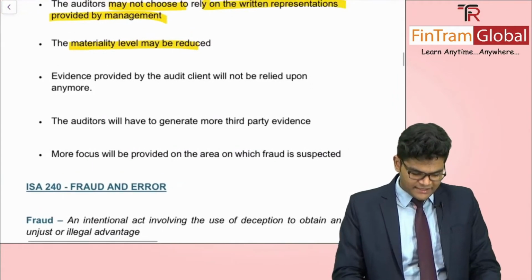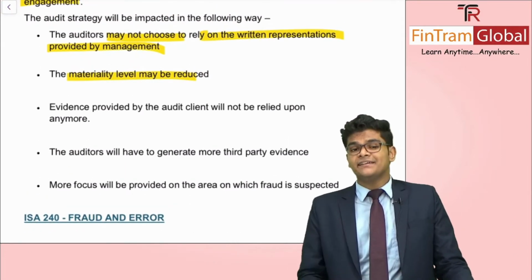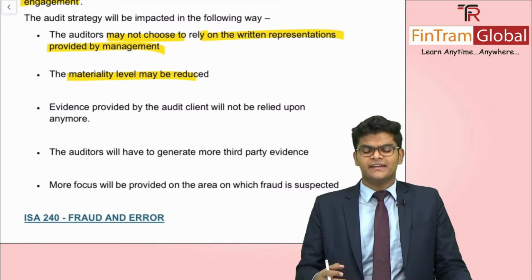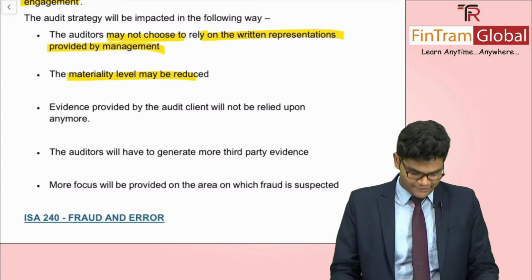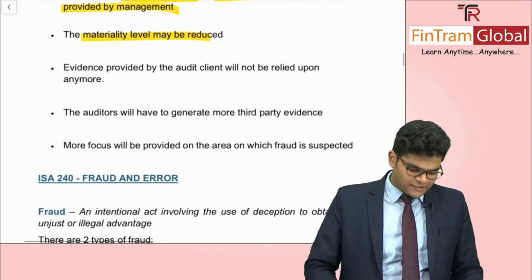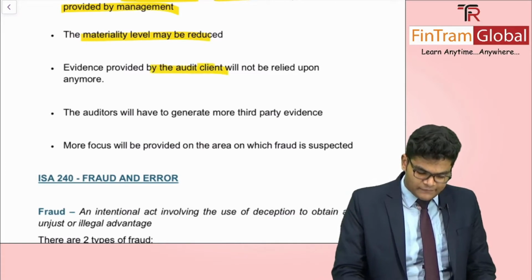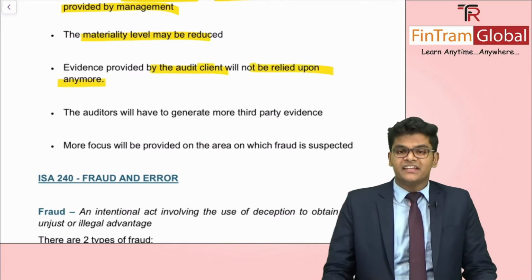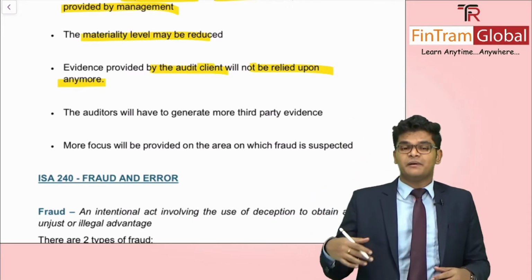Okay, folks. So this is exactly why the materiality will be reduced as a result of maintaining professional skepticism throughout the audit, and the impact that professional skepticism has on the audit strategy. And another aspect to it is basically this. Evidence provided by the audit client will not be relied upon anymore, isn't it? So we cannot necessarily trust every piece of evidence that is provided by the client itself.